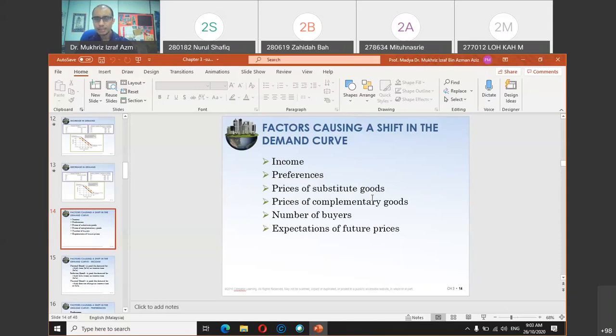But for complementary, the relationship is negative. If the price of a complement goes up, the demand for the other good will go down. I think I gave the example: if you go to Starbucks, for example, or any coffee house, normally if you buy coffee, you also want to buy some food, for example cake. So if the price of cake in Starbucks goes up, and the complement for cake is coffee, you might want to decrease the demand for coffee. So if the price of one good increases, the demand for the other complementary good will go down.